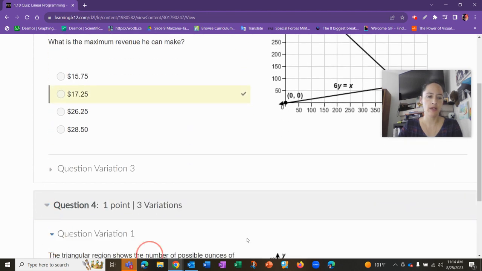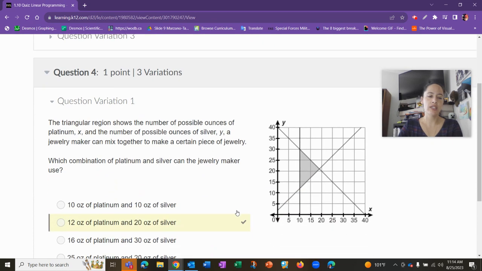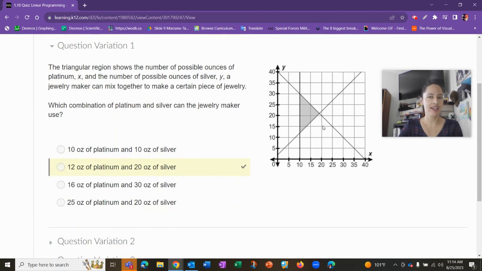Question 4. Hey, we did this in class. The only difference is I used a different triangle, but I did ask you about possible solutions. Key ideas, it's got to be in the gray area. So we also went over how to plot these. First things first, we need to figure out what X and Y represent. Platinum is X, silver is Y. So that's nice, right? They put it in order.